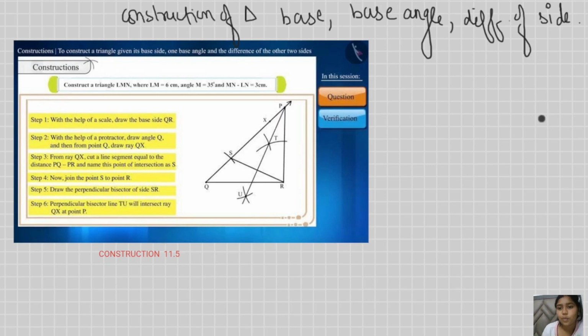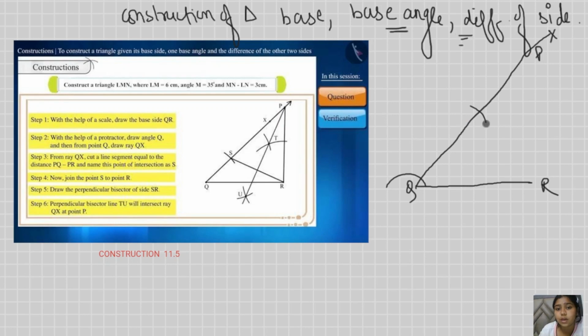So what you will do is, with the help of the scale, base is given, you have to form a base like QR. Okay. Now with the help of the protractor, you will have to draw the angle which is already given. You know the base angle is given. Then you just form a line like this, and that will be your PQ. Now this is your line PQ. Now you have to make an arc, like this is the line X. Now you have to make an arc depending upon the difference between the two sides. We are given the difference of the two sides. We will just make an arc here and name this as S, right?